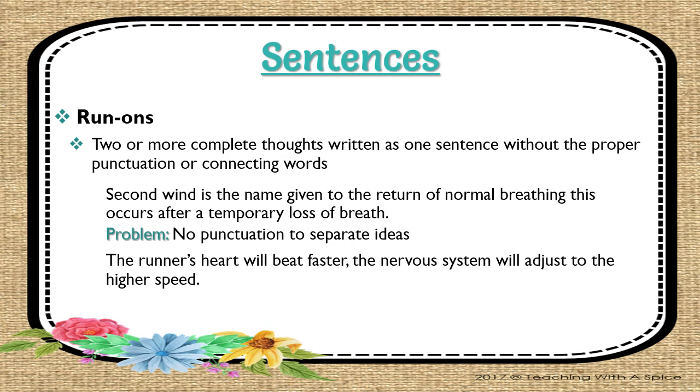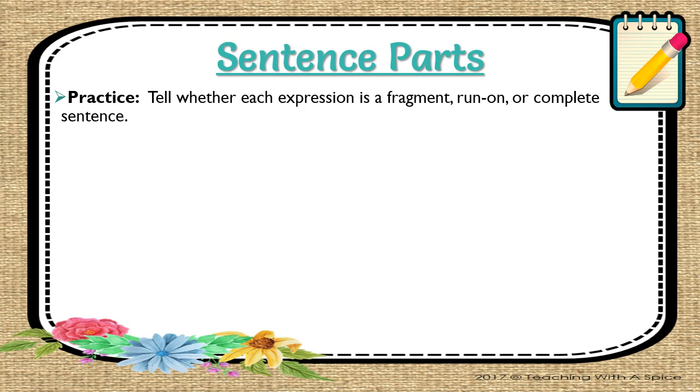Look at this one. The runner's heart will beat faster. The nervous system will adjust to the higher speed. Well, here you have a comma separating your ideas, but that's not strong enough to separate two whole sentences. So it's still a run-on. That's not the proper way to separate two sentences. So your problem here is that you don't have a connecting word. If you use a comma, you need to use a connecting word, such as and, but, or, nor, for, or yet.